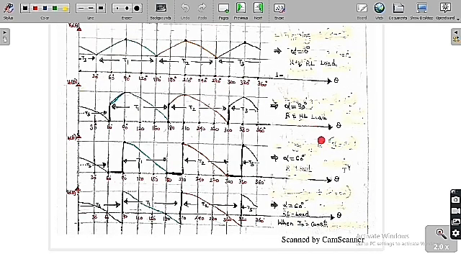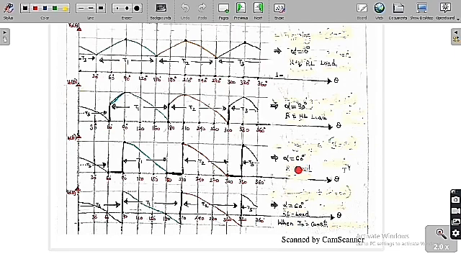Suppose alpha is more than 30, what is going to happen? Now we are going to see. Suppose let me take alpha equal to 60, which is more than 30. So now we are going to understand this.